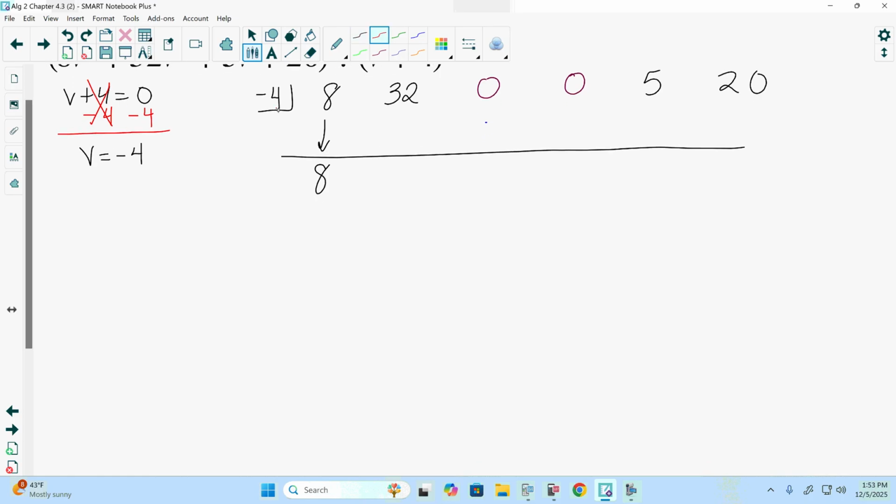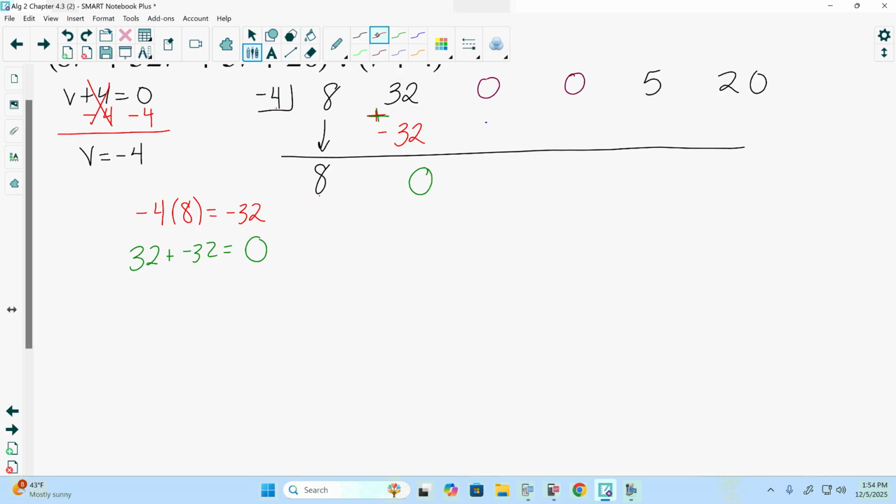So the first thing we want to do is multiply the number inside the cubby with the number below the line. So we would say negative 4 times 8. And negative 4 times 8 is negative 32. And we put it above the line, below the next number in the list. And once we put it there, we will add these two. So we're going to say 32 plus negative 32 is 0. Yes?